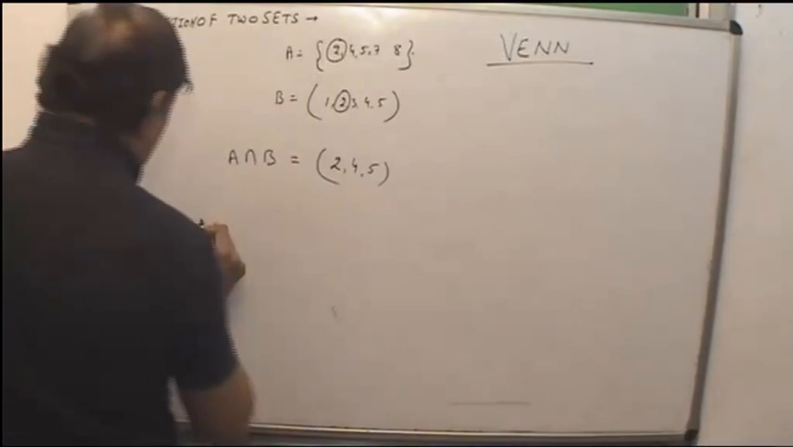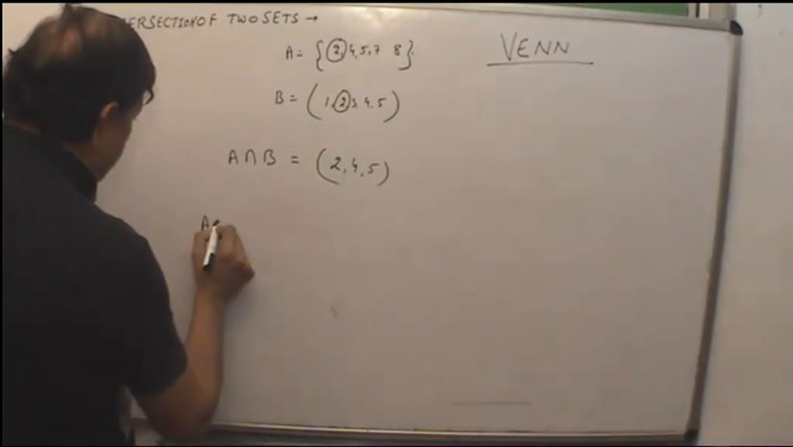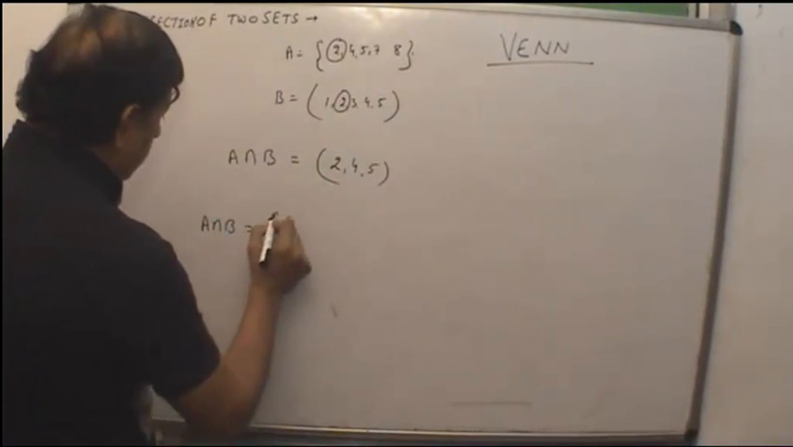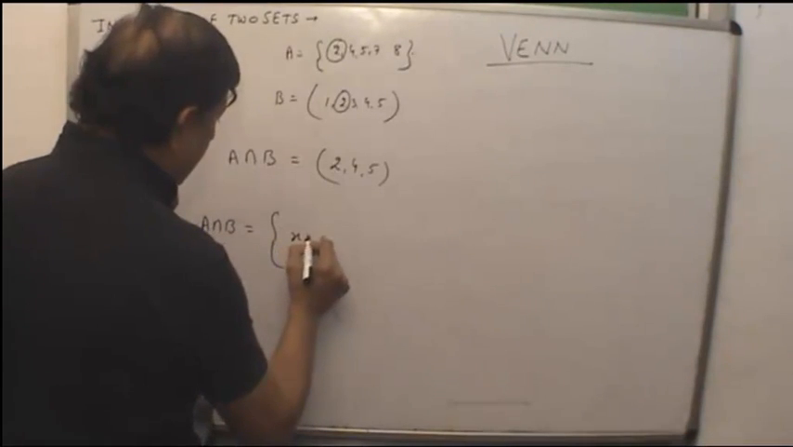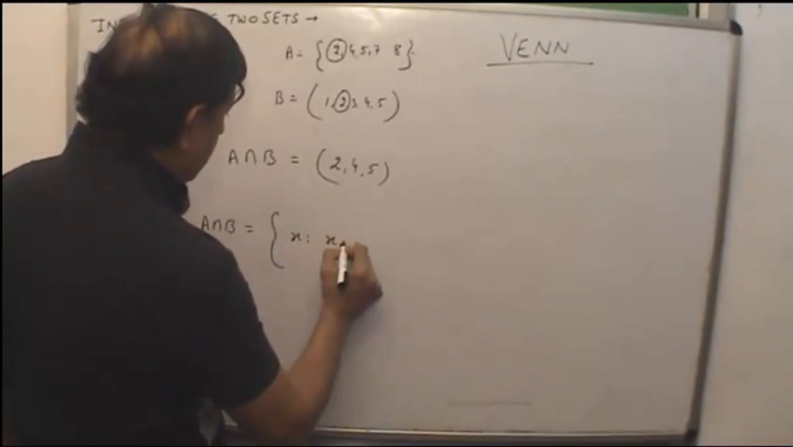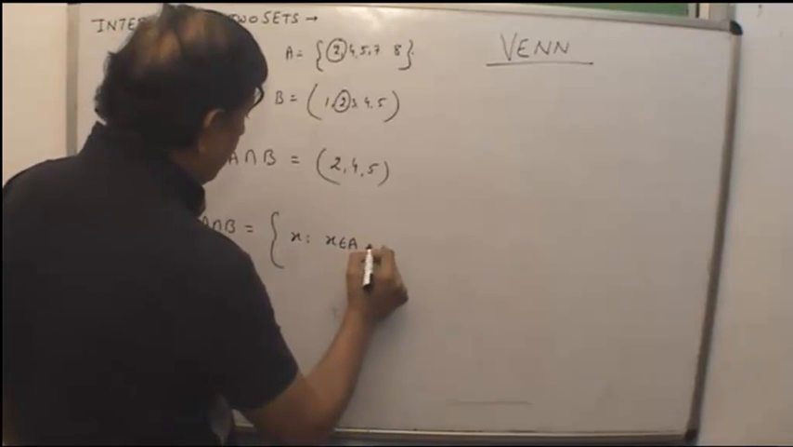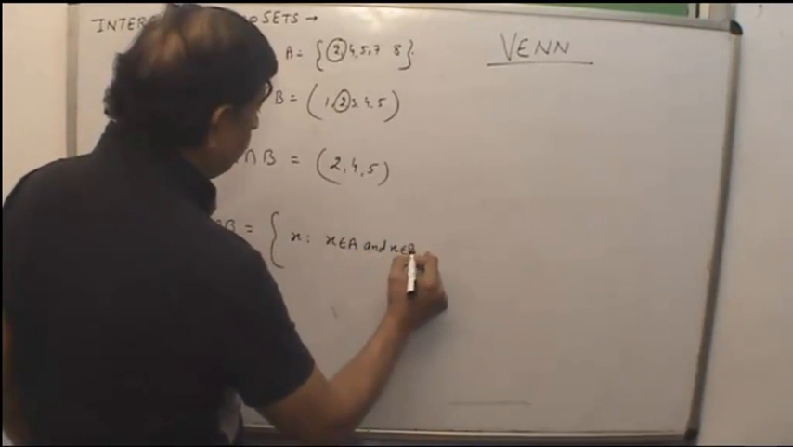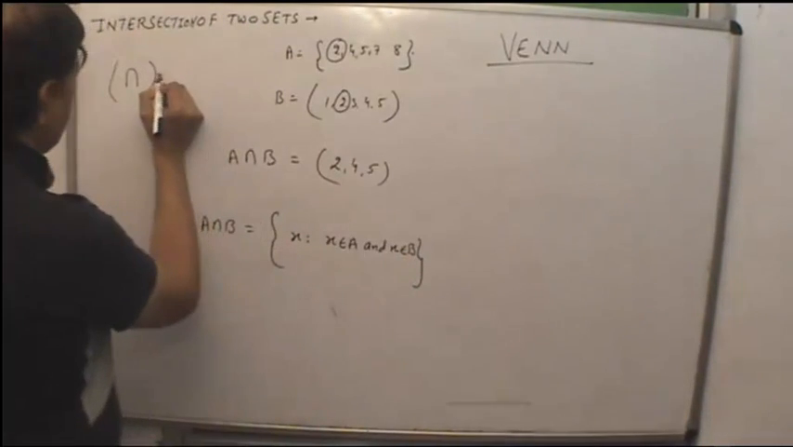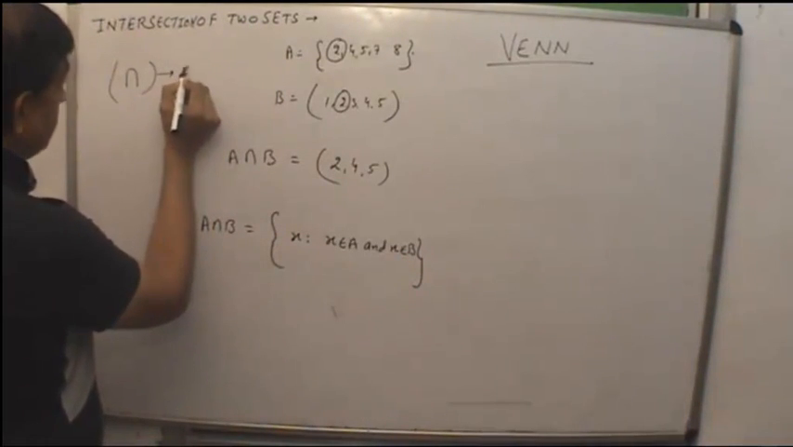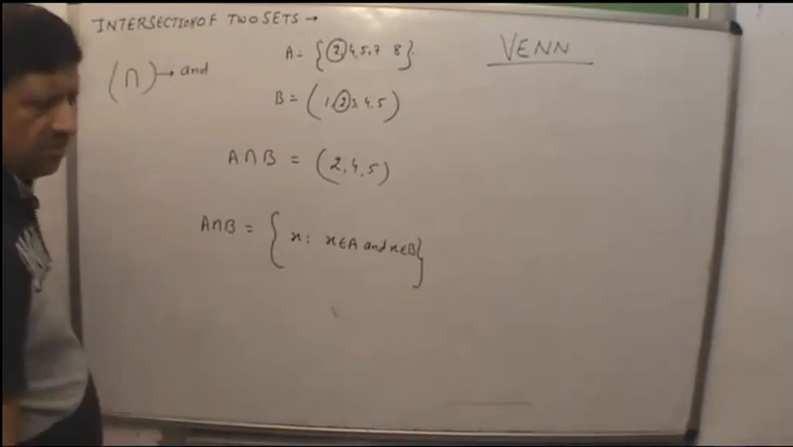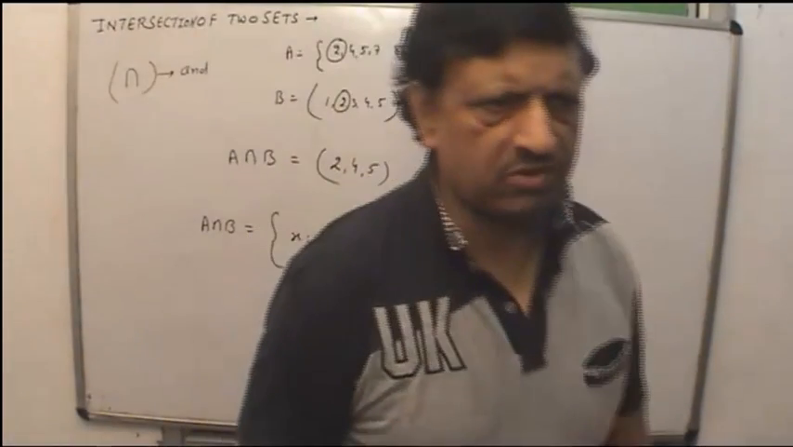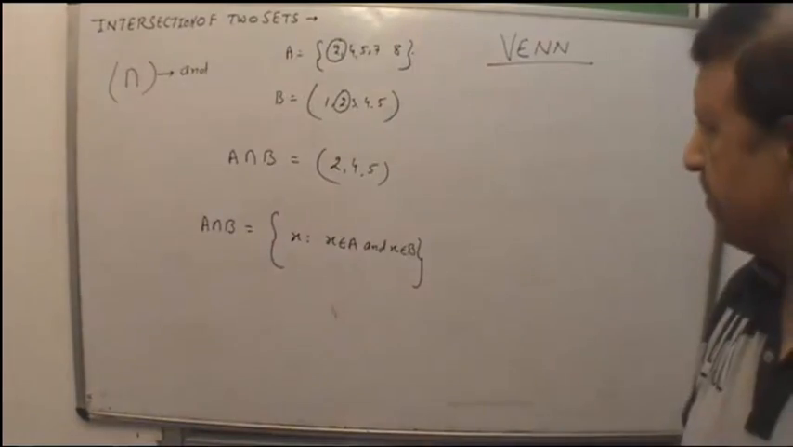If we want to write it in the set builder form, we write it in this way. X is such that X belongs to A and X belongs to B. It means in our general language, intersection means and. Intersection means and. It will help us to solve some problems if we keep this in mind.